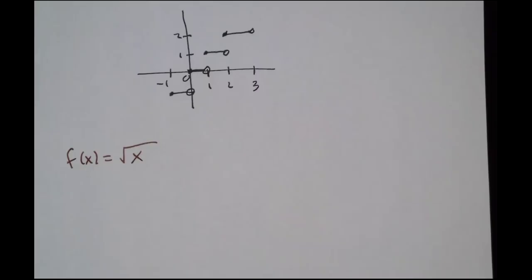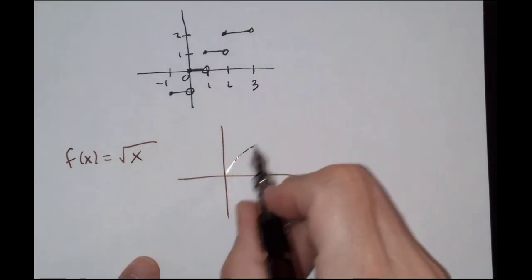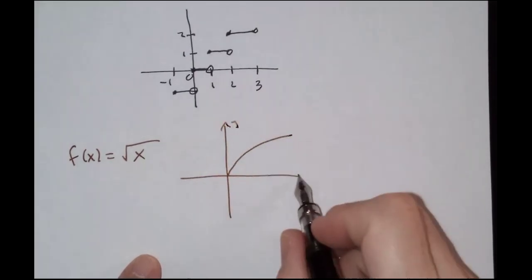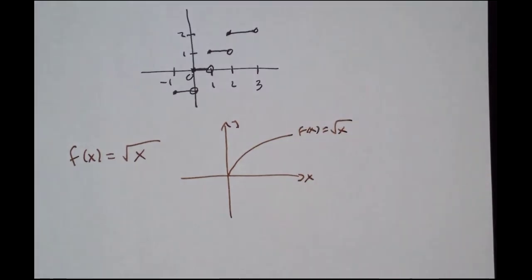Aha, we get an arch, but there's only one side to that picture. When I graph the square root of x, I get a graph that looks like this. So here's a real legitimate question for you. Is this function continuous at 0?